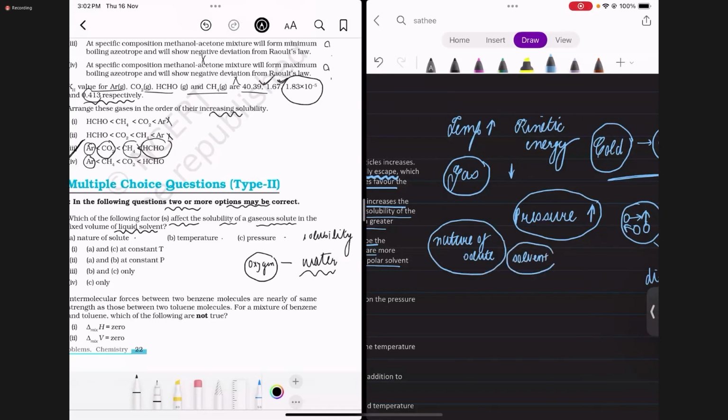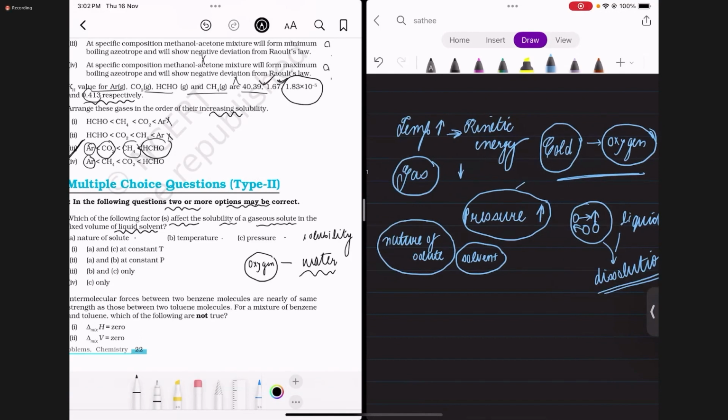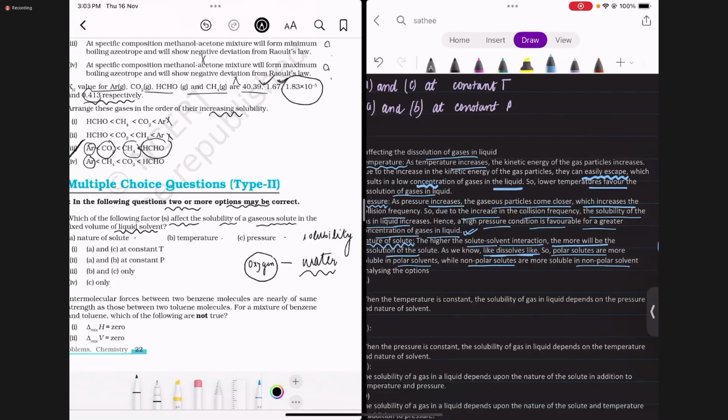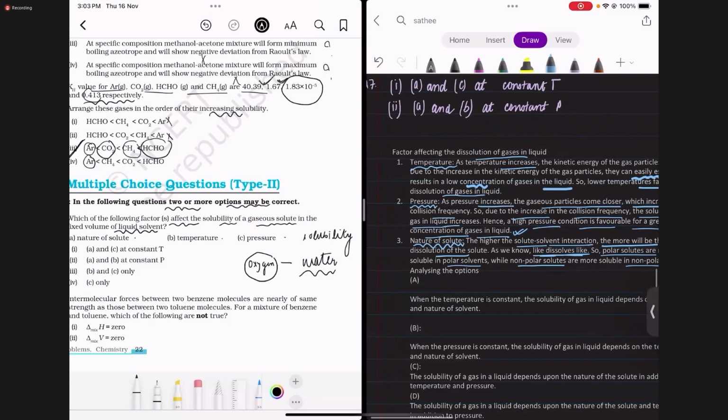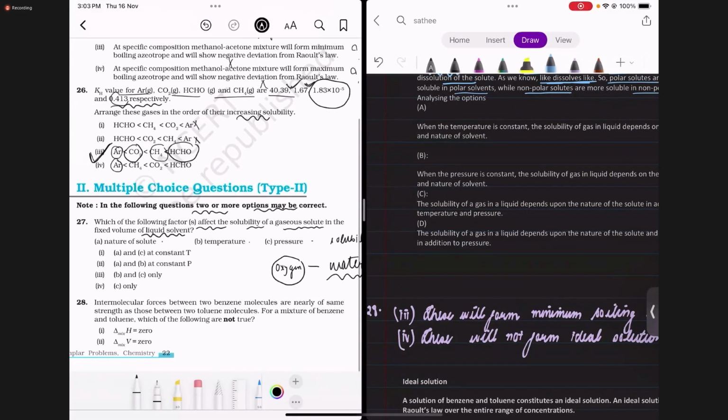So we saw that when temperature increases, the kinetic energy of gas molecules increases and they have a tendency to escape rather than dissolve. When pressure increases, the collision frequency increases and they can interact with the liquid particles and cause dissolution. And also the nature of solute: the greater the interaction between the solute and solvent, the greater the dissolution. So like dissolves like, polar solutes will dissolve in polar solvents and non-polar solutes will dissolve in non-polar solvents. So the solubility of a gaseous solute depends on all three.